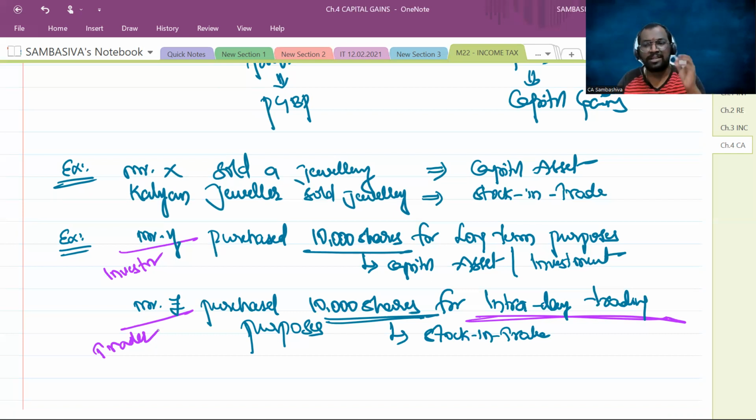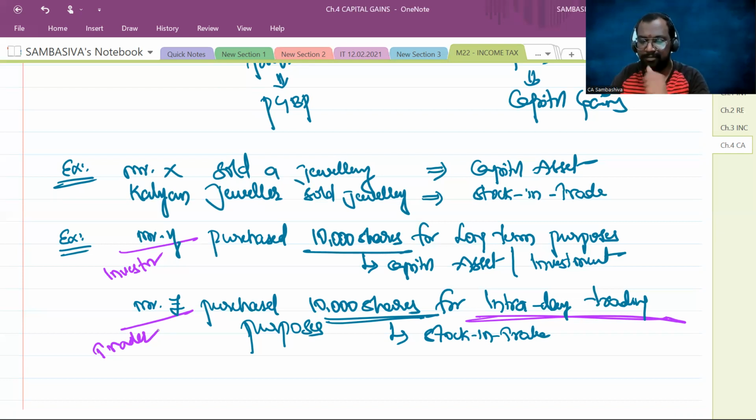So when it comes to shares and securities, debentures, bonds, you have to see the nature, the purpose, whether you are an investor or whether you are a trader. If you are an investor, for you the shares, stocks, securities, debentures, bonds, all these are to be treated as a capital asset. If you are a trader, trader means buying and selling of those securities, shares, debentures is a business activity. For them, they are all to be treated as stock in trade. Is everyone following now?